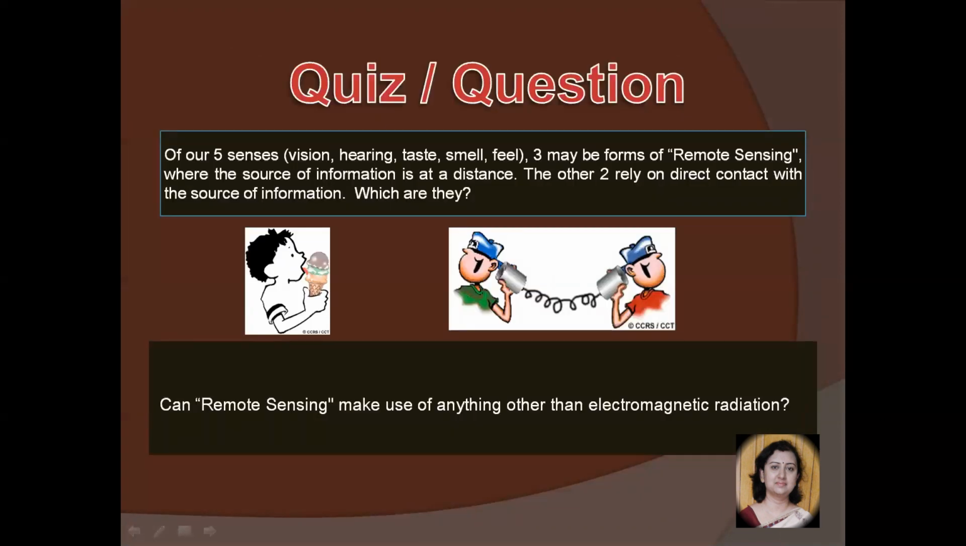So we have 2 questions for you related to this module. The first question: of our 5 senses, that is vision, hearing, taste, smell, feel, 3 may be forms of remote sensing where the source of information is at a distance. The other 2 rely on direct contact with the source of information. Which are they? The second question: can remote sensing make use of anything other than electromagnetic radiation? Think about it. Thank you.